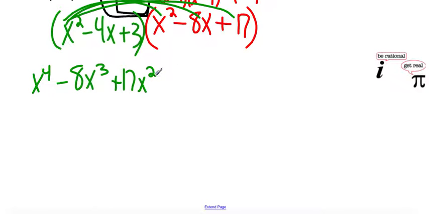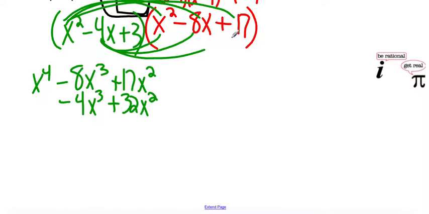Something that I like to do once I get to this point is I like to start lining up my common terms, my like terms. I'll show you what I mean. So next I'm taking negative 4x times x squared, and that's going to be x cubed. So I like to write it underneath my x cubes, rather than writing it all out in one big long line, then I lose track of where all my like terms are. All right, negative 4x times negative 8x is going to be positive 32x squared. And negative 4 times 17, I'm going to use my calculator. 17 times 4, 68. Negative 68x.